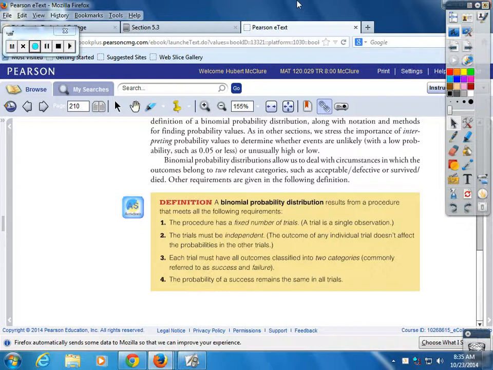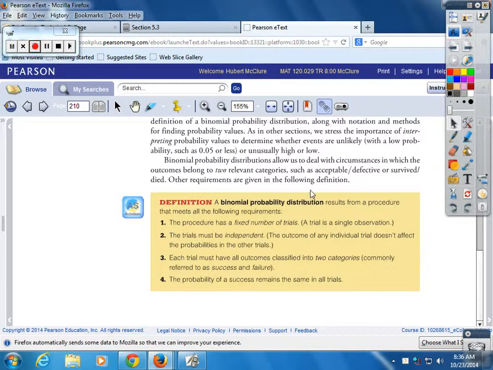What does bi mean? 2. It either is or what? Is not. That's 2. Either true or false. And the probability of success remains the same in all trials. Like, what's the probability of having a girl? 1 out of 2. What's the probability of having a boy? 1 out of 2. So all these distributions, all these probabilities are going to be 50-50 probabilities. So they're going to be simple. They're not going to be like the ones we did in 5.2.